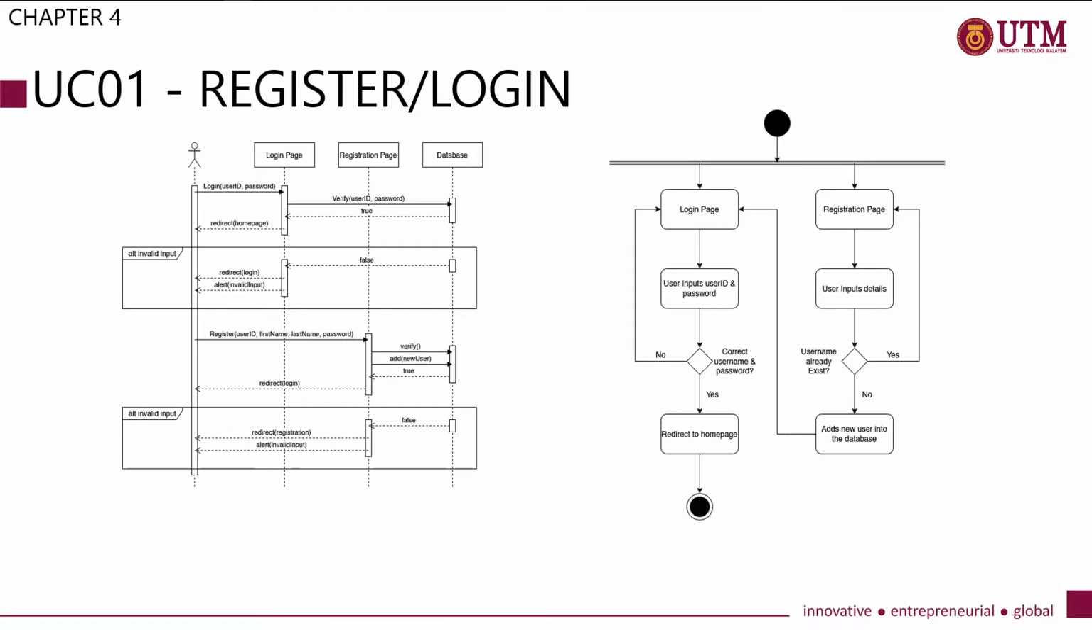Here we have the activity diagram and the sequence diagram for use case number 1. There will be other activity diagrams and sequence diagrams respective of their use cases. First, for this one, the flow goes like this.